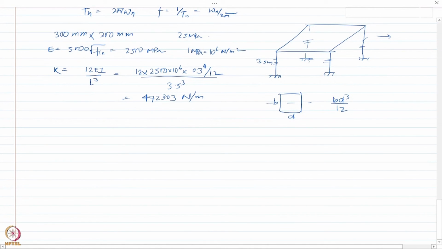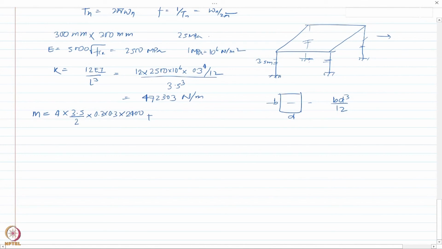So for the mass of the system, let us say I have 4 columns, and I would assume that half of this is actually lumped. Now remember that the cross section area is 0.3 by 0.3, and then I would have to multiply this with 2400, which I'm assuming as the density of the concrete. This is for the column.